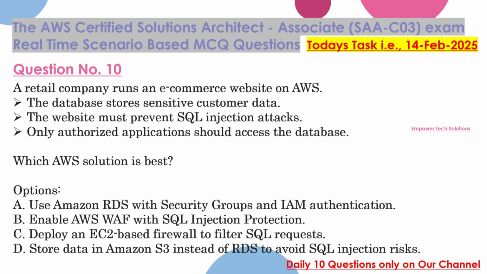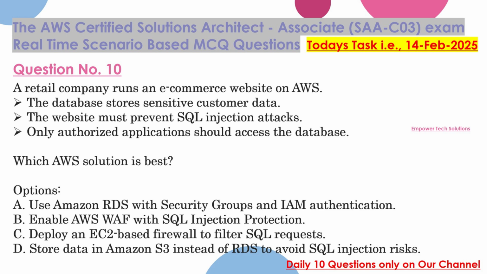Question 10. A retail company runs an e-commerce website on AWS. The database stores sensitive customer data. The website must prevent SQL injection attacks. Only authorized applications should access the database. Which AWS solution is best?